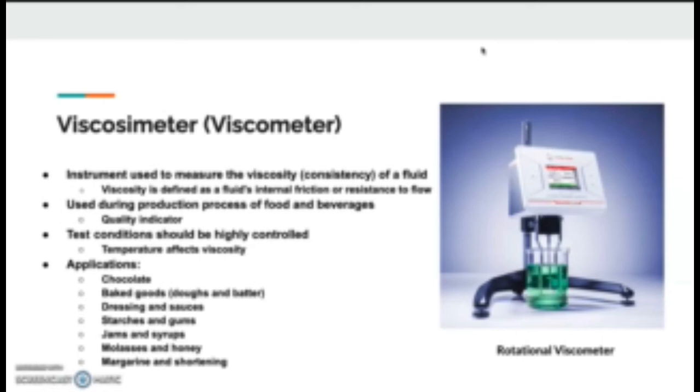Viscometers are used in the production of chocolate, baked goods, dressing and sauces, starches and gums, jams and syrups, molasses and honeys, margarines and shortenings, among others. The rotational viscometer is just one type of viscometer. It measures the torque, energy, or work required to work an immersed cylindrical or disc spindle in a fluid and measures the resistance of the material to the stirring action of the spindle.